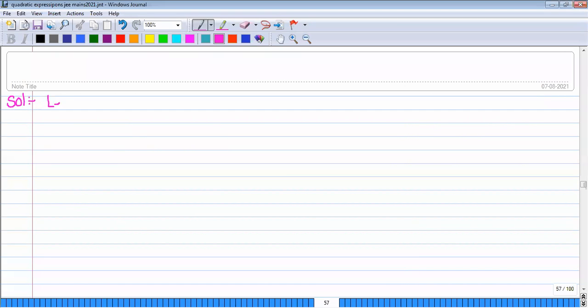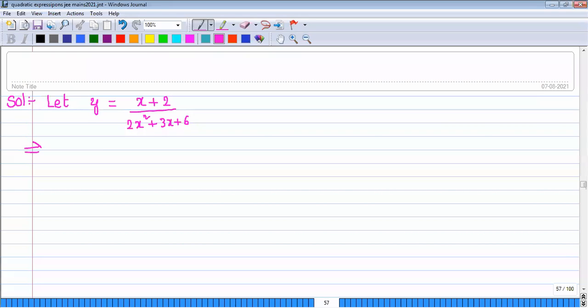So let us say first y equals minus 1 by 13, 1 by 3. Very good, Anna. y equals x plus 2 upon 2x square plus 3x plus 6.